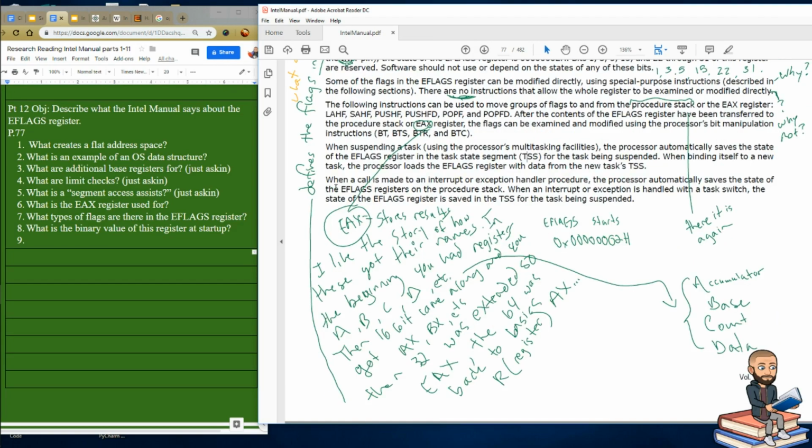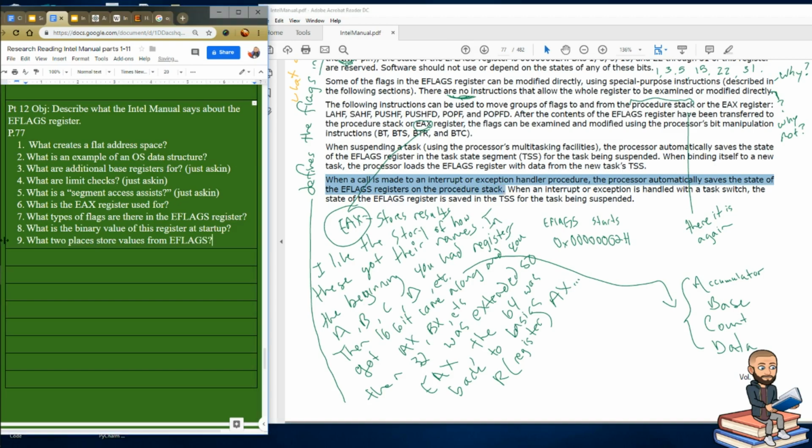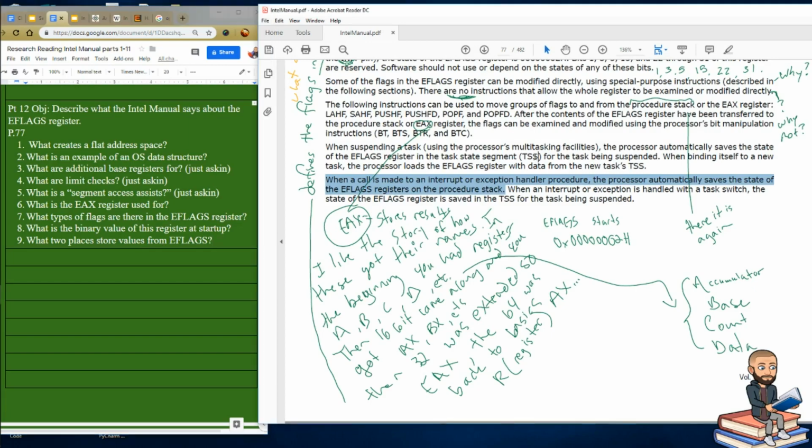Well, good news, here's the last paragraph. When a call is made to an interrupt or exception handler procedure, the processor automatically saves a state of the Eflags registers on the procedure stack. So I think that's a good question. What two places store values from Eflags? One answer is the TSS register, and the other is the procedure stack itself.